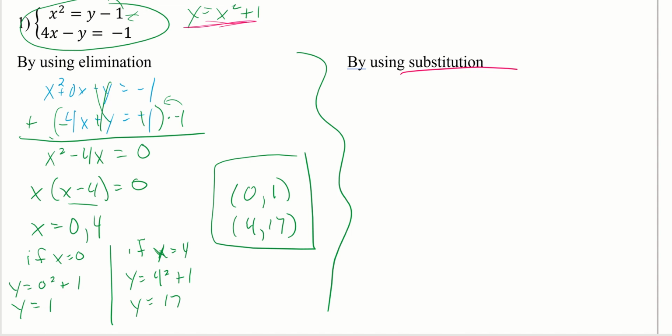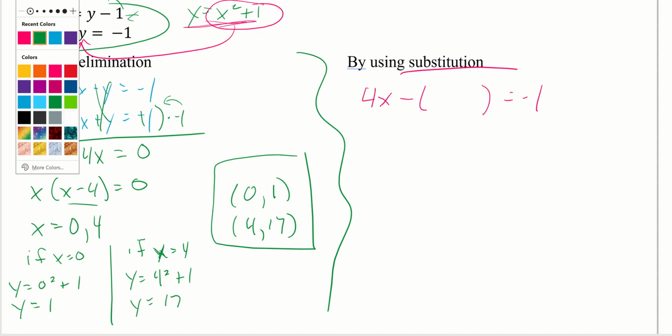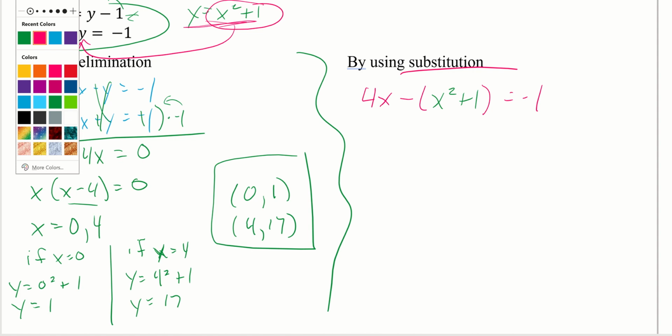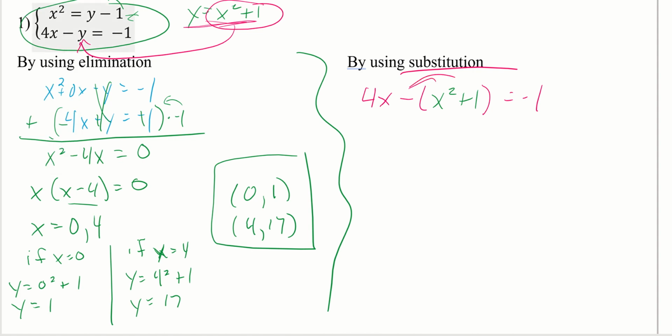So now what I'm going to do is take this y value and plug it in for y. So I'm going to have 4x minus y, equals -1. And that minus is going to be the y value, x squared plus 1. Now when I go through and solve this out, I want to distribute in the negative. So I've got 4x minus x squared minus 1, and I'm going to bring this 1 over to the other side, so plus 1.